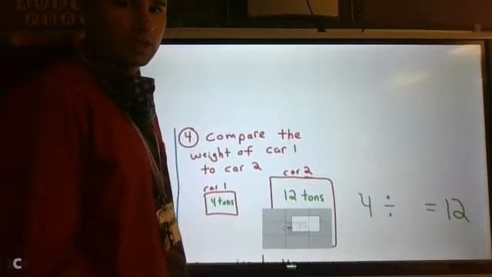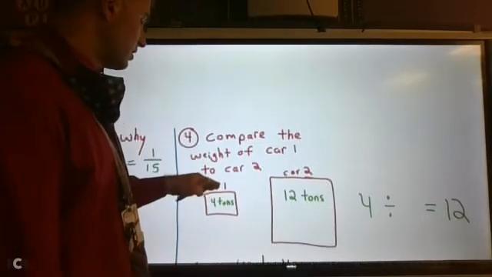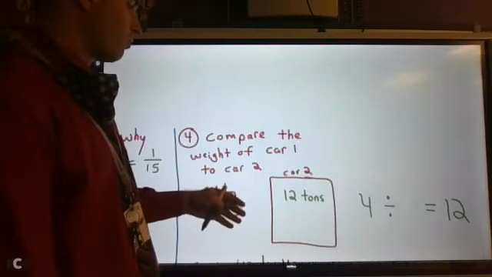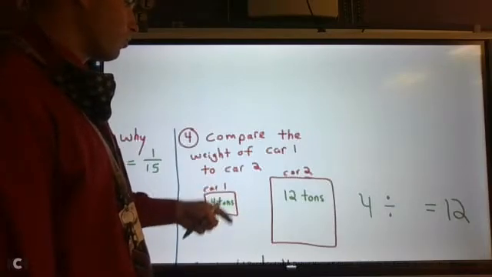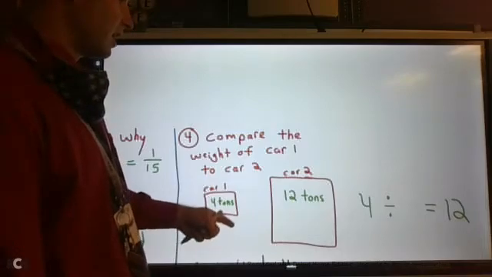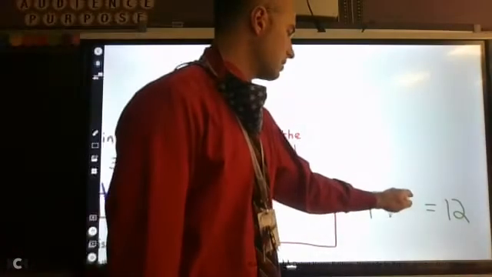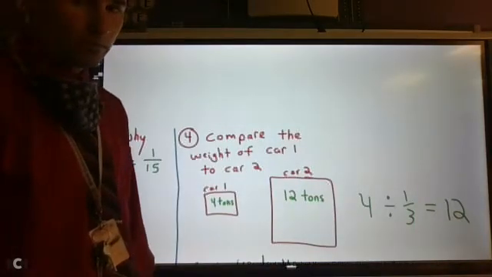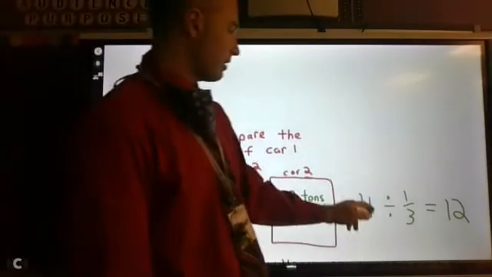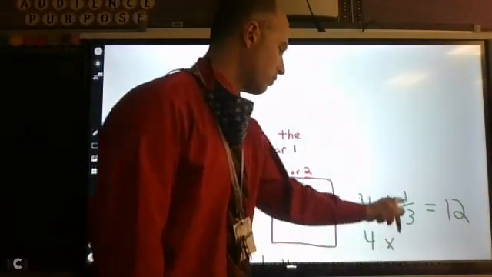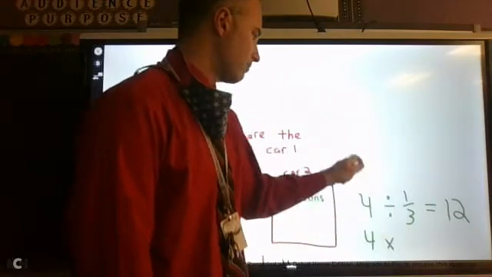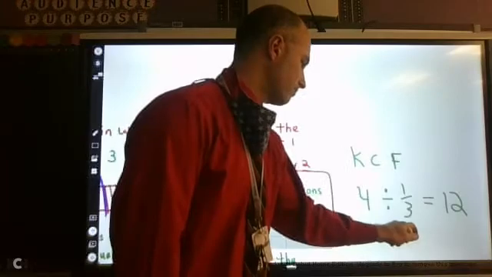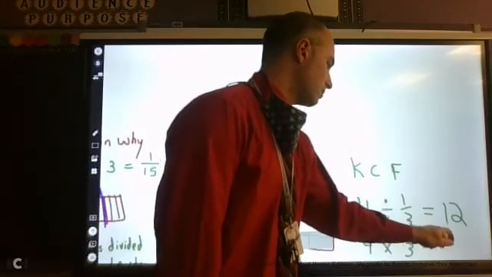So here's the expression I would utilize. If 4 tons divided by what gave me 12? So 4 tons divided by 1/3 gives me 12. How do I know that? Because 4 times, you flip to 1/3 using KCF, I'm going to get 3, which also gives me 12.